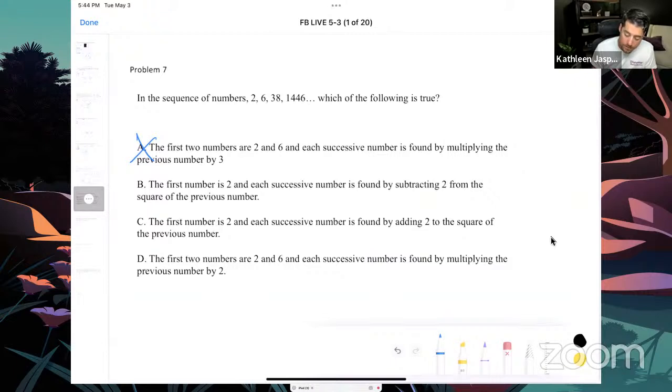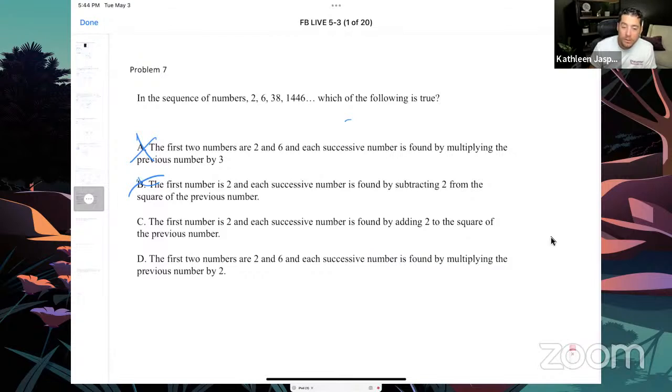Okay, so 2, and then I've got 6. So subtracting 2 from the square of the previous number. So that's going to be 2 squared and then minus 2. And so that's 4 minus 2, which is 2. Well, that does not work for the first one. So therefore, it's not going to work for all of them. So that's out.